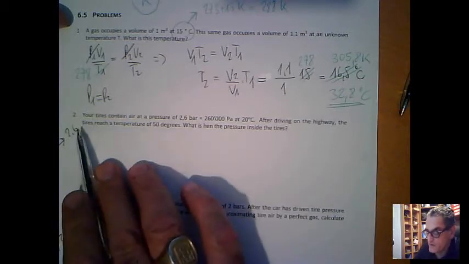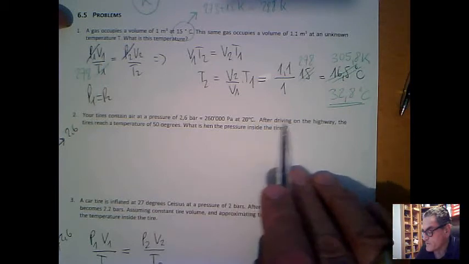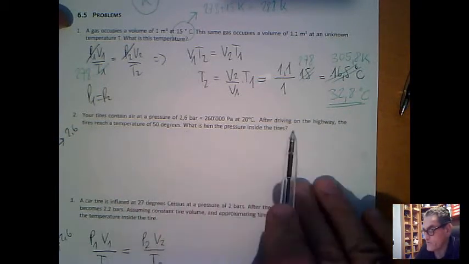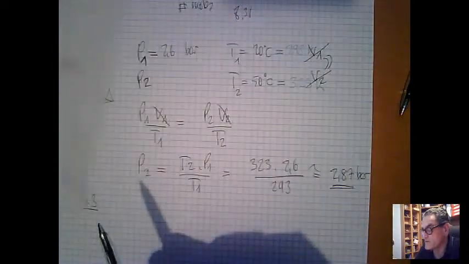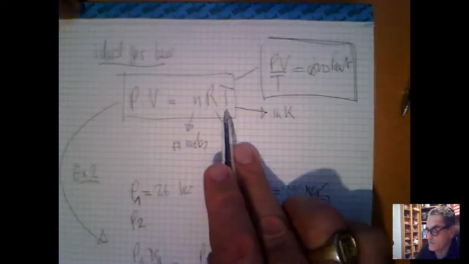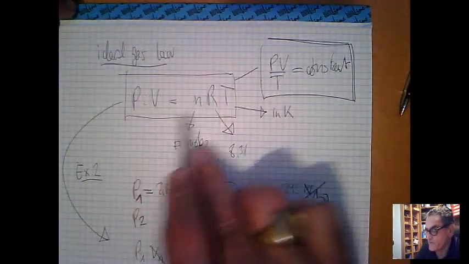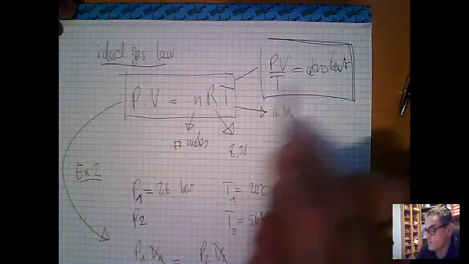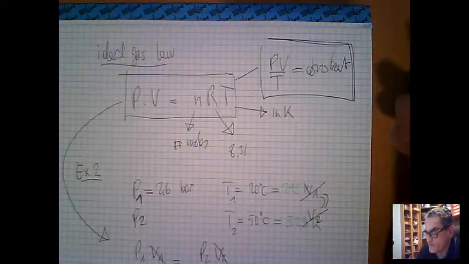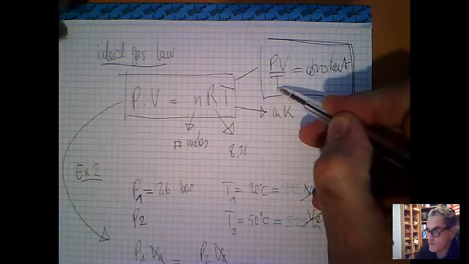Exercise 2: your tire contained air at pressure 2.6 bars at 20 degrees. After driving on the highway, the tires reached a temperature of 50 degrees. What is then the pressure inside the tires? Well, the idea here is to take the ideal gas law and realize that this can be written as PV over T is equal to a constant. We don't need n and R in this situation because we don't know how much air we have inside. It doesn't matter. So we say PV over T is a constant.